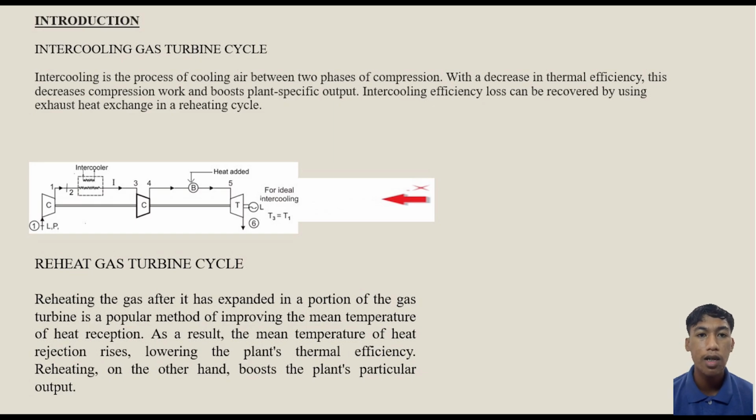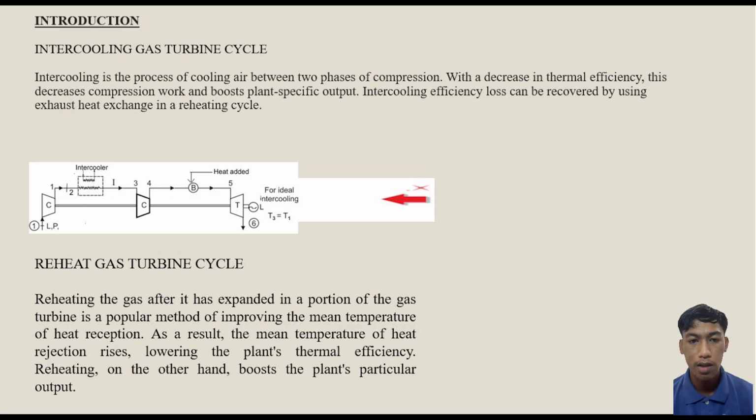Okay, for the introduction, intercooling gas turbine cycle. Intercooling is the process of cooling air between two stages of compression, with a decrease in thermal efficiency. This decreases compression work and boosts the plant's specific output. The intercooling efficiency loss can be recovered by using exhaust heat exchange in a reheating cycle.